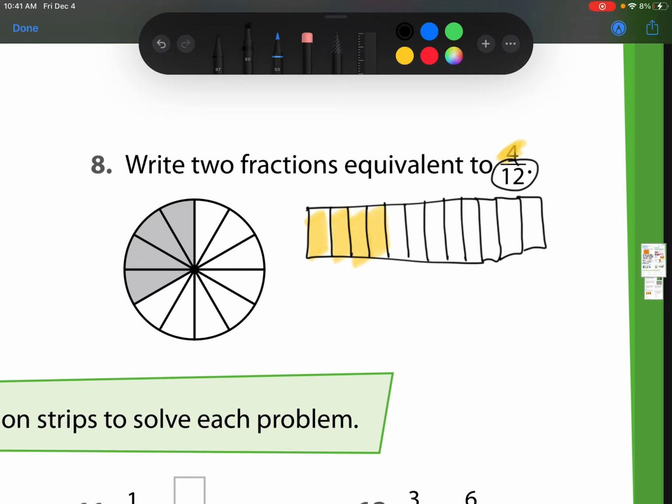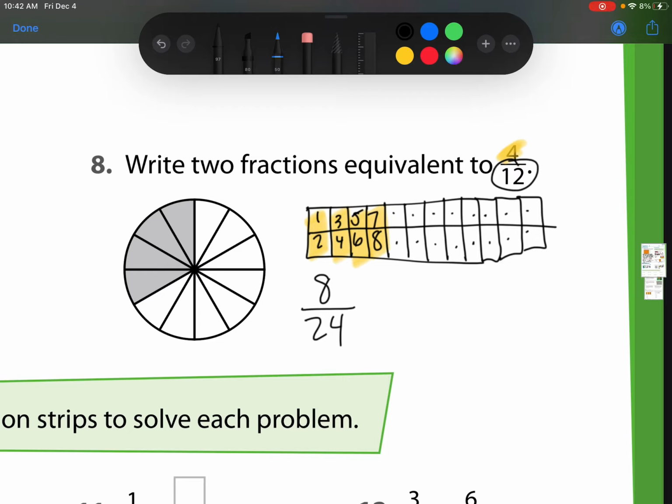So what can we do? Well, first we can split it in half. Whoa, I had my highlighter on. Can split it like that. So now we'd have 1, 2, 3, 4, 5, 6, 7, 8. So I would have 8 pieces out of how many? 9, 10, 11, 12, 13, 14, 15, 16, 17, 18, 19, 20, 21, 22, 23, 24. So that's one way we can do it.